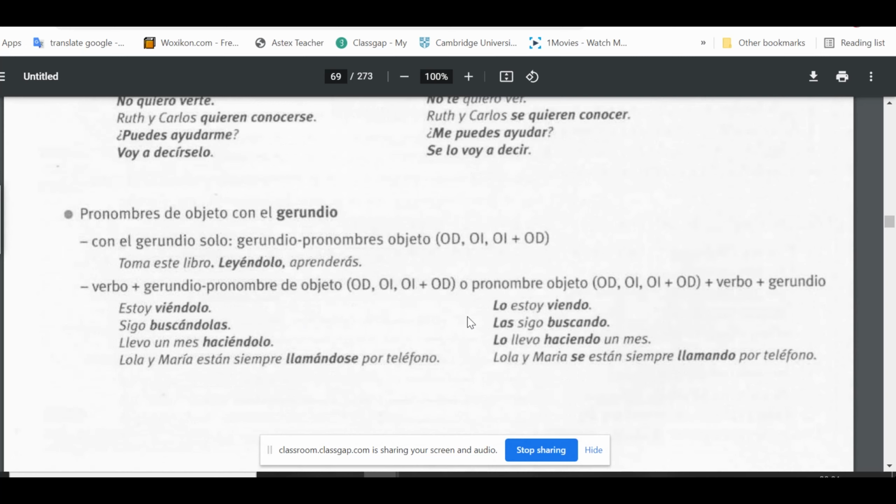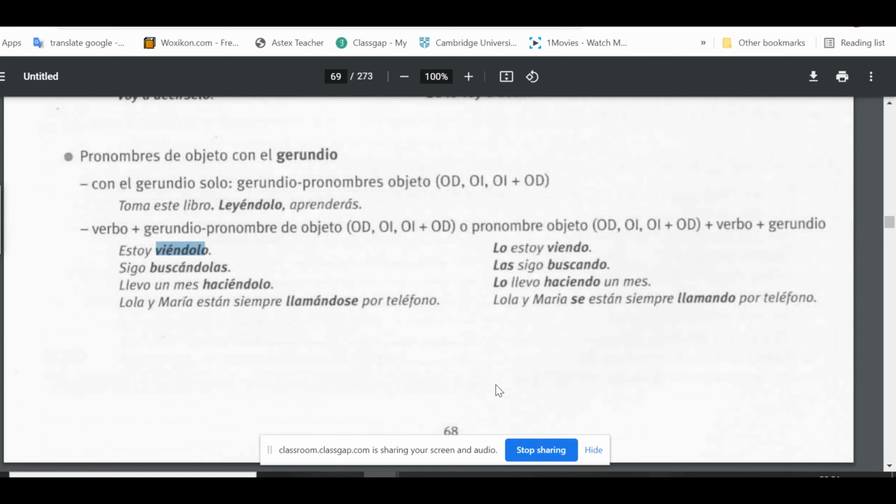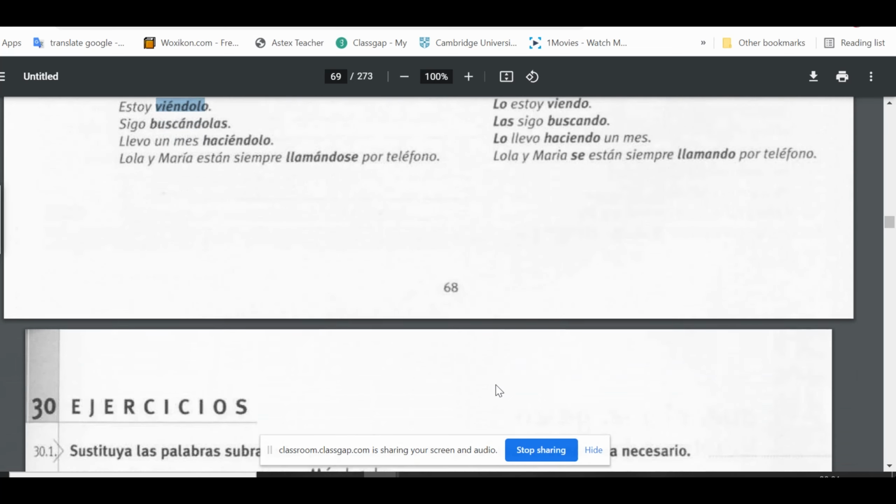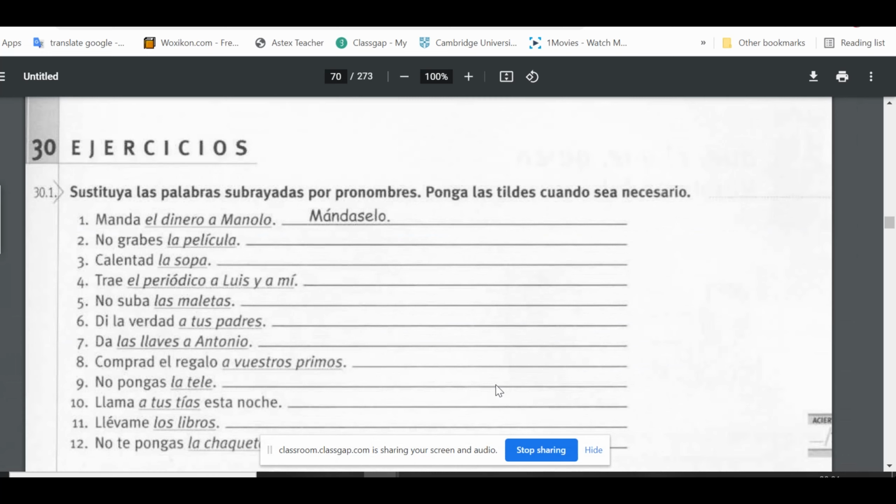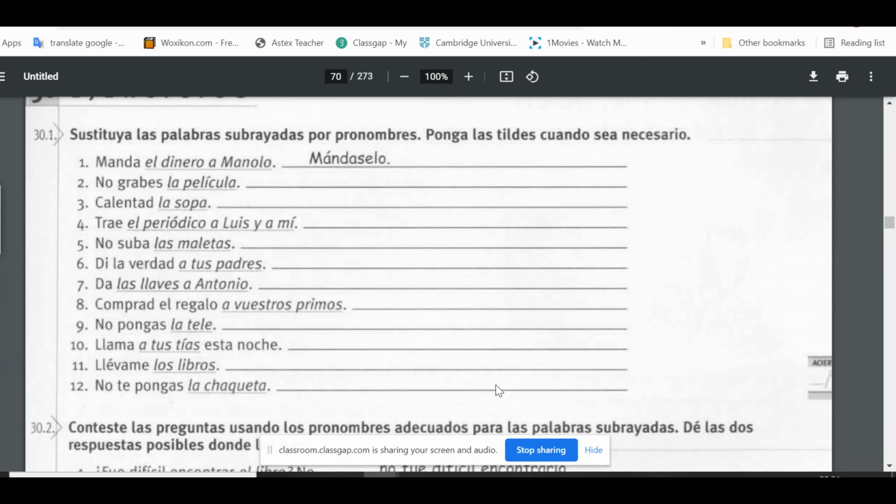Also with the gerund. Leyéndolo. Estoy viéndolo. Lo estoy viendo, okay? Etcétera. Okay, let's practice this. So we're going to replace what is underlined with a pronoun.